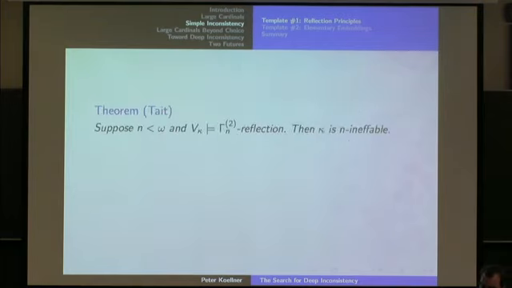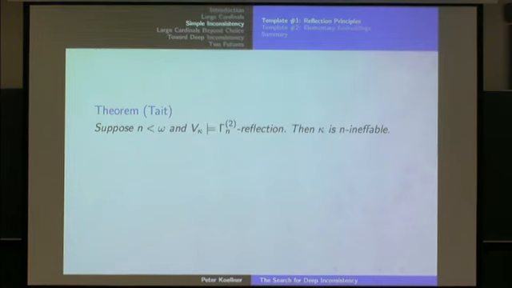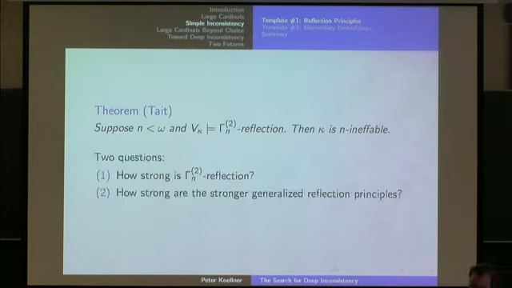And Tait investigated this, and he showed that if you have a level of the universe that satisfies what's called gamma 2n reflection, which I'm not defining here, but it's based on these positive formulas, where the 2 indicates the level of the parameters and the n indicates the level of alternation, then you get that kappa is n-ineffable. So Tait was able to get ineffable cardinals using this, and the question was how strong is gamma 2n reflection, and how strong are the stronger generalized reflection principles.